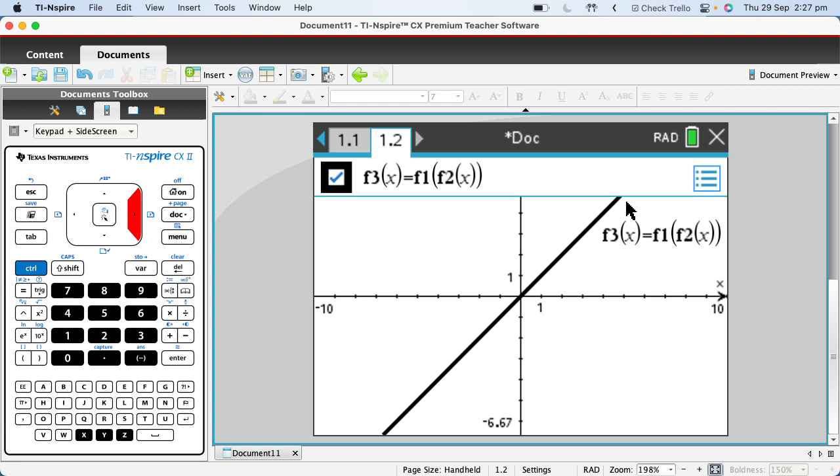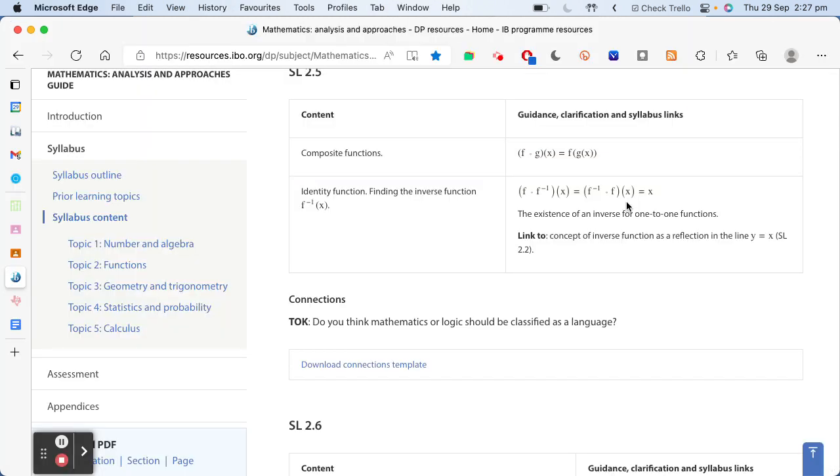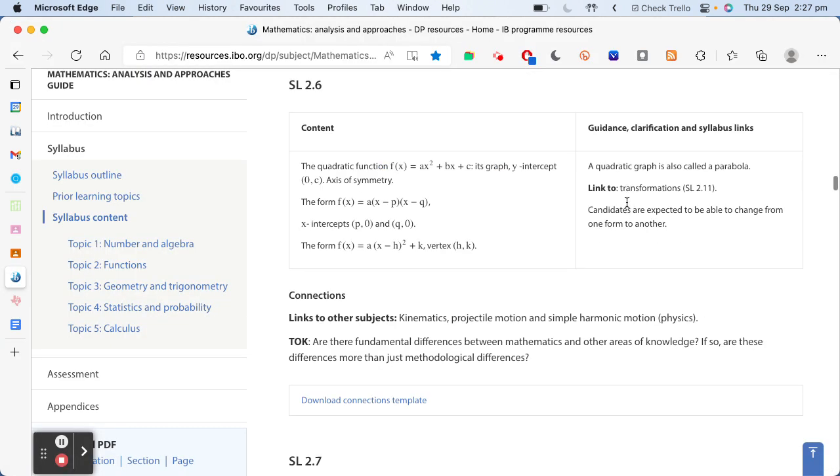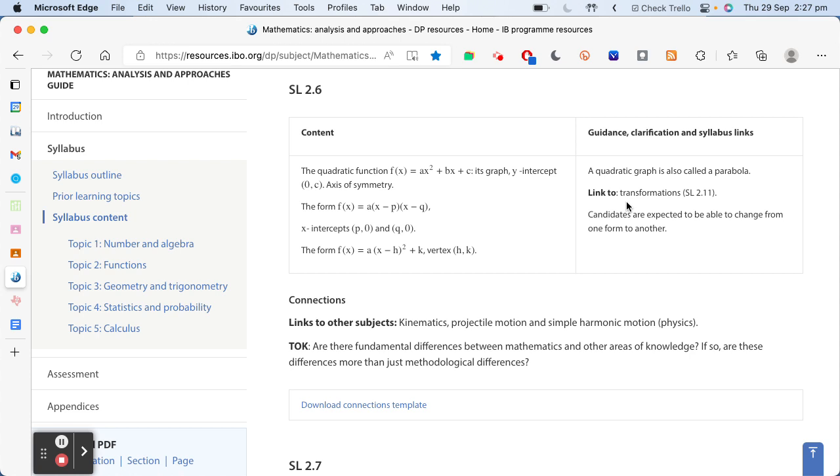Going once, going twice. You all done? You all sold? Okay, that's 2.5 done. What have I got? 13 minutes. Woohoo!